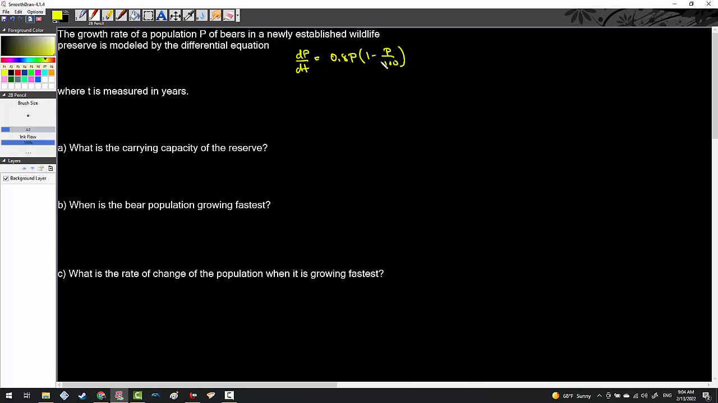And so a couple of really easy questions coming out of the gate here. So we're going to get you started with logistic growth pretty easy. It says, what's the carrying capacity of the reserve?